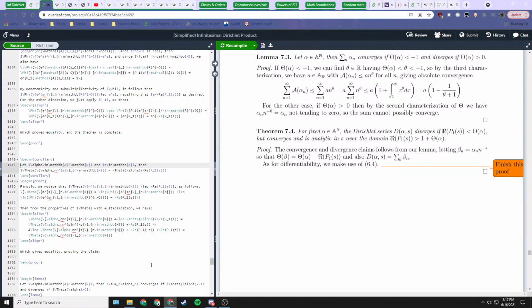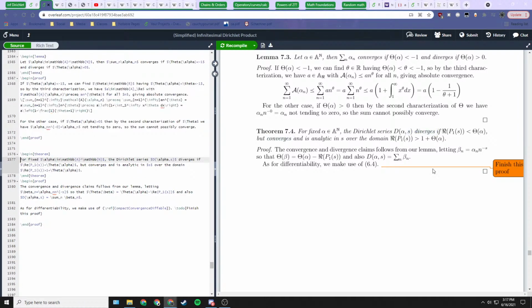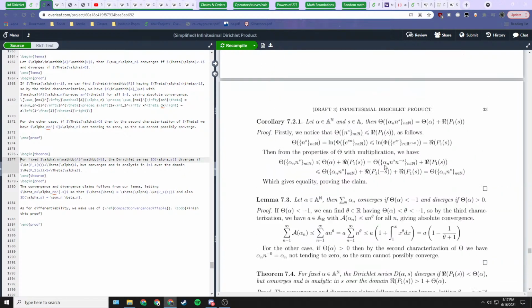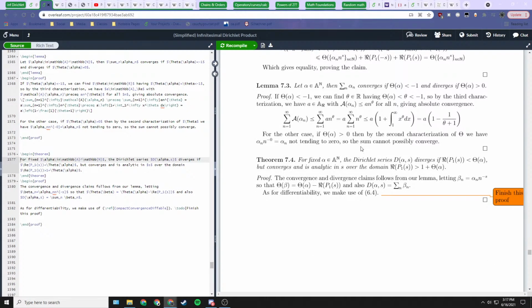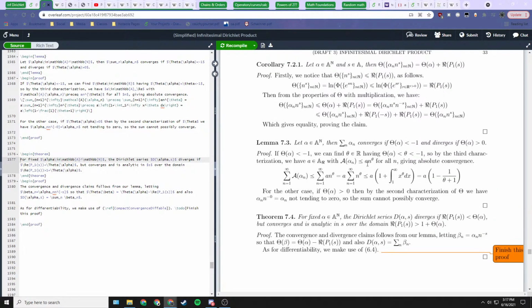What we did last time is solve the divergence and convergence, essentially just from this lemma and this little property here, where we can figure out the theta value of alpha n times n power s. Given these, we get the convergence and divergence pretty much immediately. We let beta n be equal to alpha n times n power negative s, which are the terms we sum up when calculating the Dirichlet series. Then the theta value of beta is just theta of alpha minus the real part of p1 of s. That's from this first result.